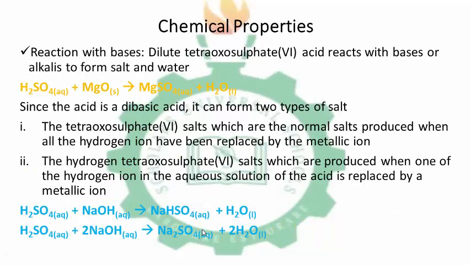Now, reaction with bases. Dilute tetraoxosulfate VI acid reacts with bases to form salt and water. Now, this is the acid reacting with MgO to form MgSO4 plus some water molecule, right? So, since the acid is dibasic, now let's talk about how it reacts with alkalis.